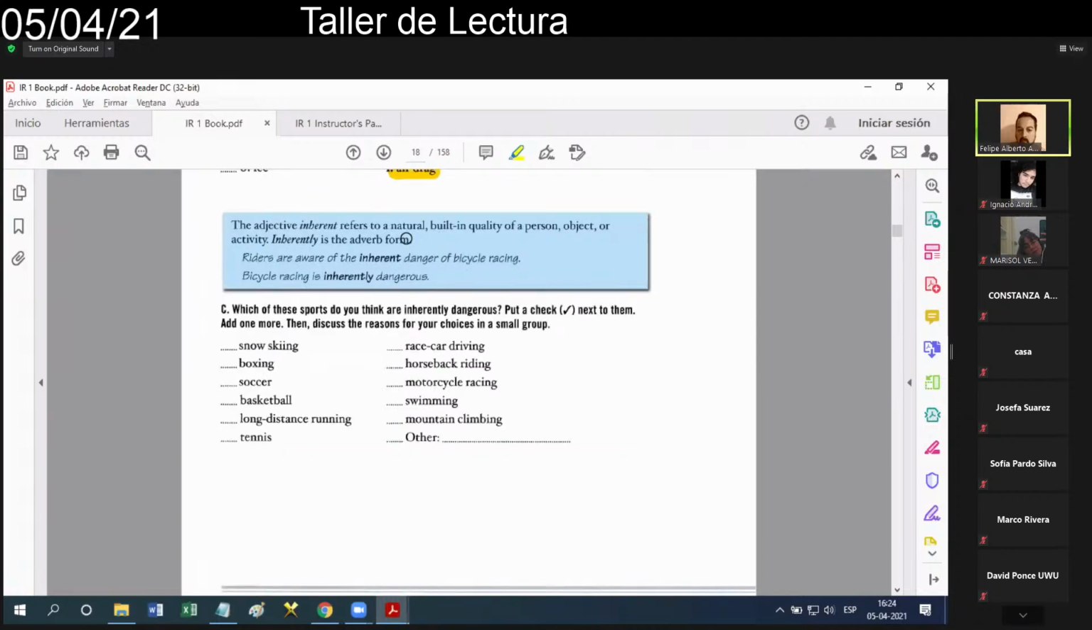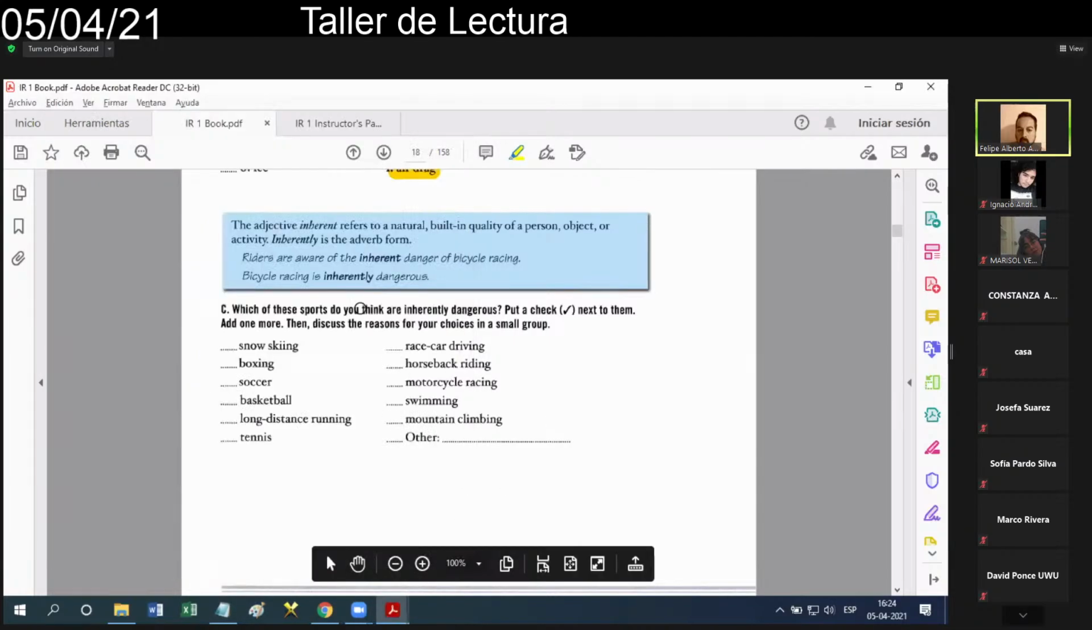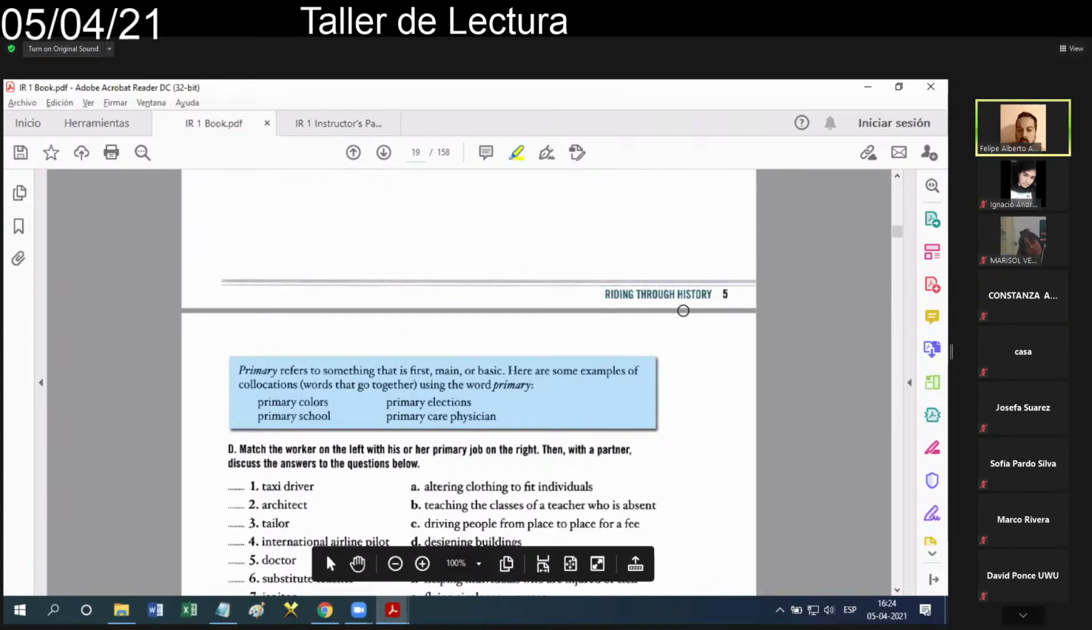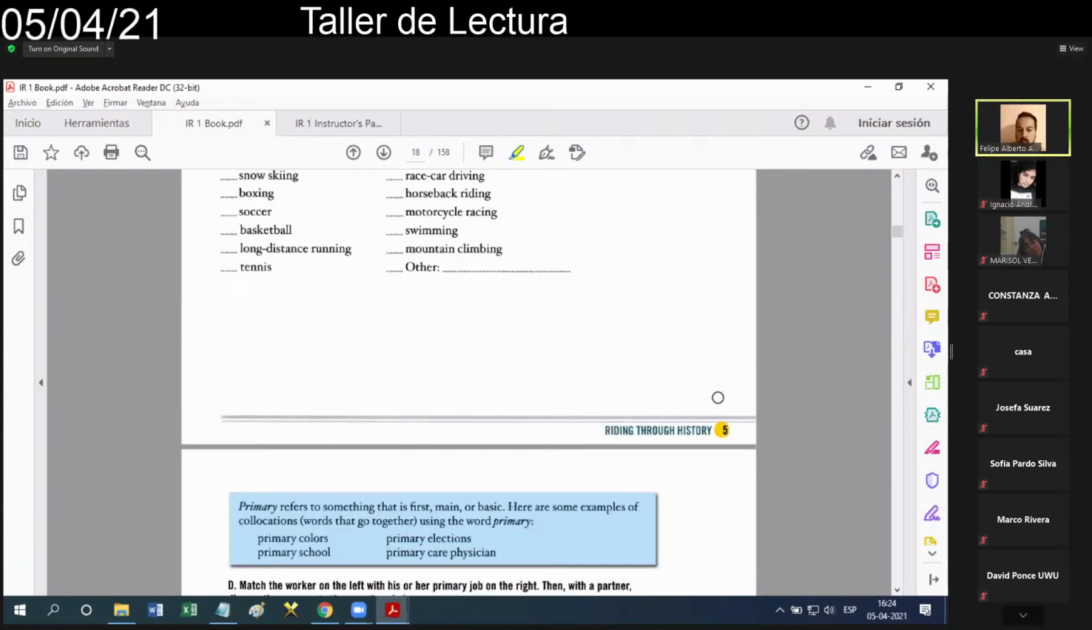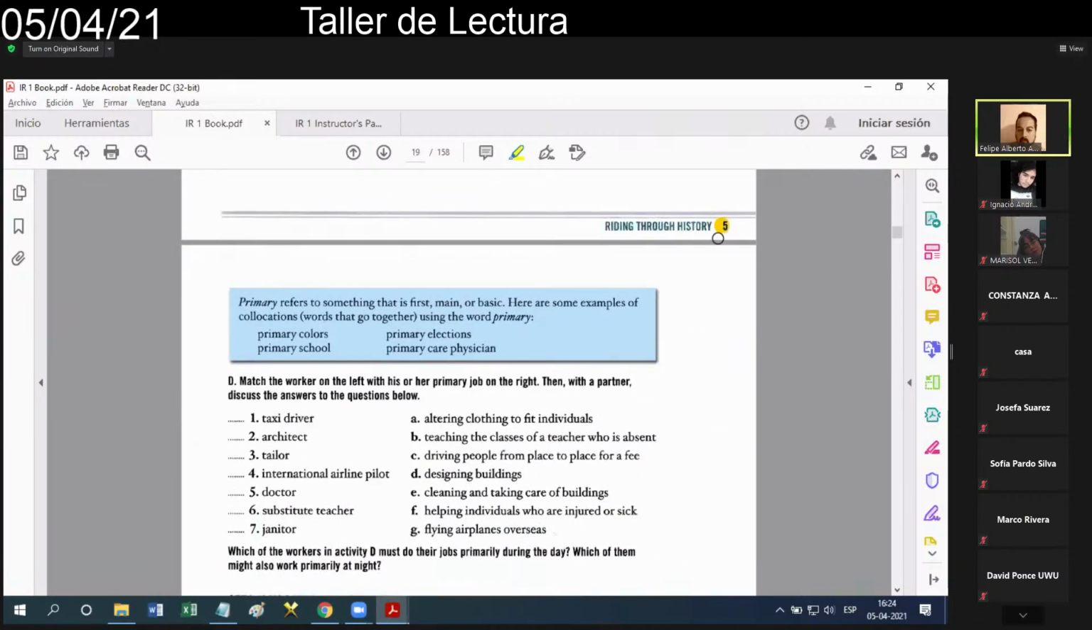Okay. Remember that this book pays special attention to the way we define, so to speak, define words. So to speak is por así decirlo. And remember that last class we got to page number 5, so today we have to continue working on page number 6.